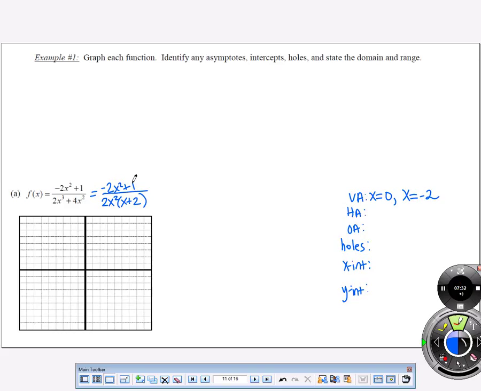So do I have any factors that cancel from numerator and denominator? No. I actually probably should have looked at that before I made this decision right here, right? Because if one of these factors did end up canceling, would I have kept that value in the list of vertical asymptotes? It would have been a hole instead. So something to keep in mind. Since nothing cancels out, there are no holes. Okay? So we don't have to remove any points from our graph at the end.